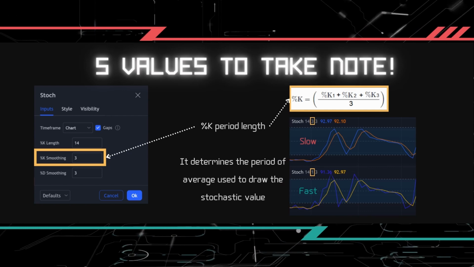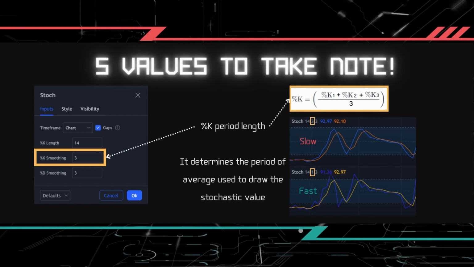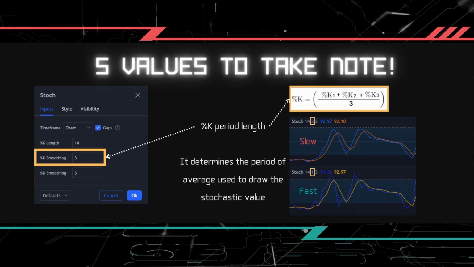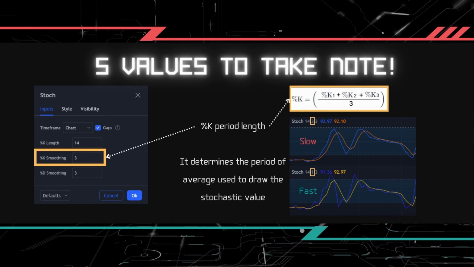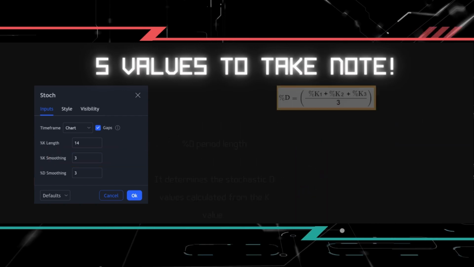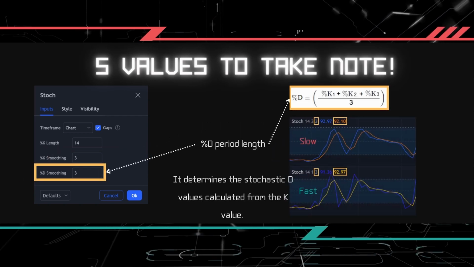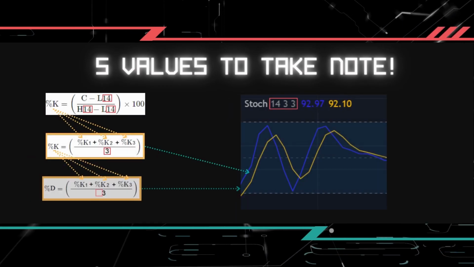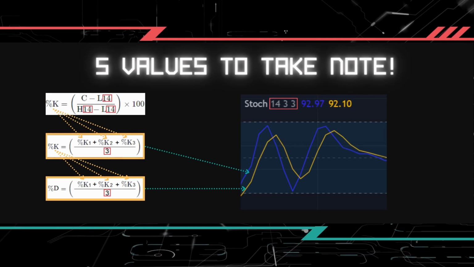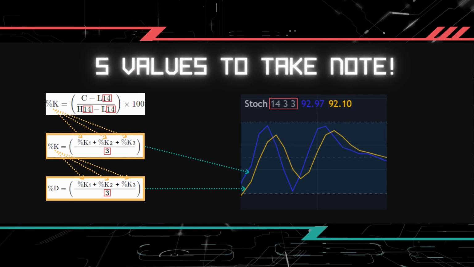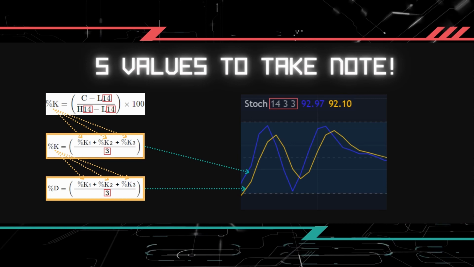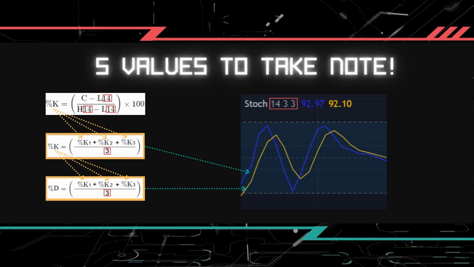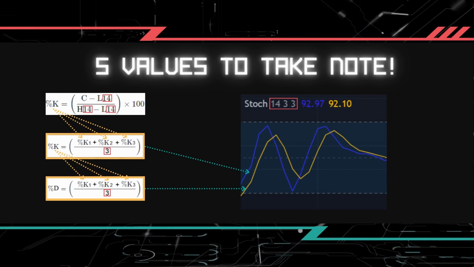Therefore, the fast version will react more quickly with timely signals, but may also produce false signals. The slow version will be smoother, taking more time to produce signals, but may be more accurate. The third value is the percentage D period, which determines the stochastic D values calculated from the K value. If you are confused already, just remember that the K value is calculated using the formula first. It is then averaged by the second value. This would be the main K value seen on the indicator. Next, this value is further averaged by the third value to form the D value.